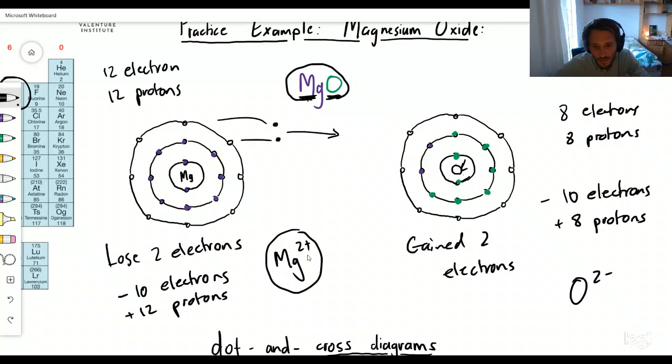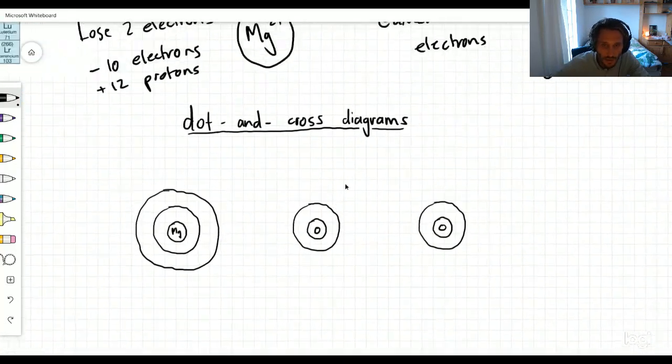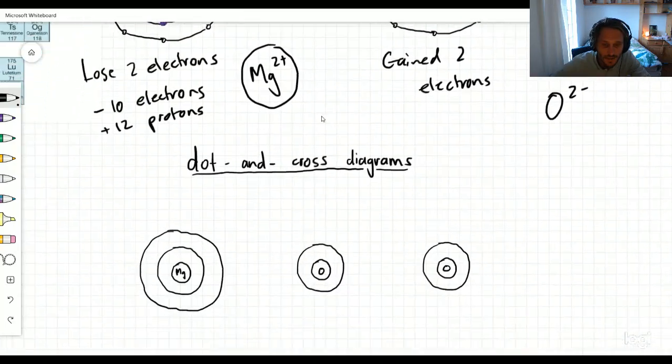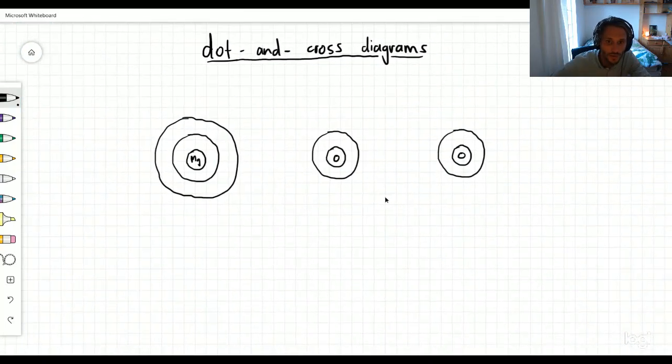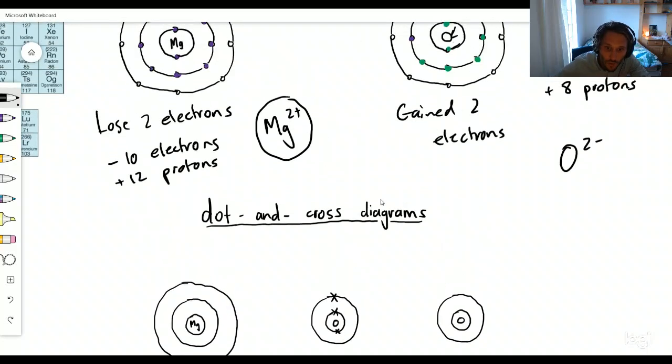Now, sometimes in international GCSE, they can ask you to do what we call a dot and cross diagram. It's exactly the same as this, except that you draw the electrons of the oxygen with crosses. Let's do it like this: 1, 2, 3, 4, 5, 6, 7, 8. And then we've got 2 more spaces here for this oxygen. And the magnesium, they draw with little circles.